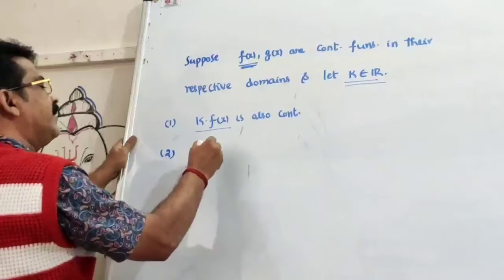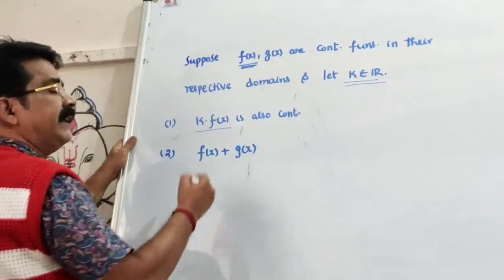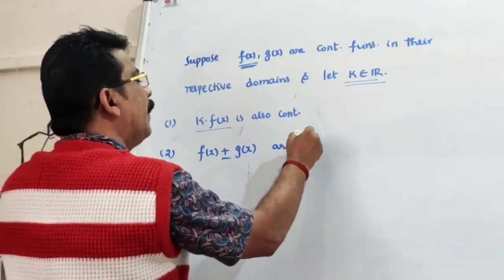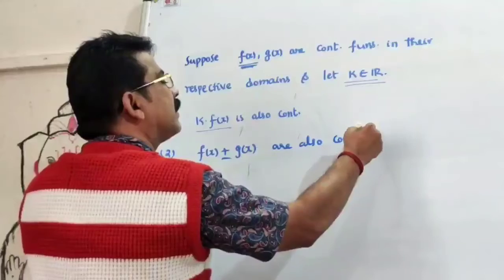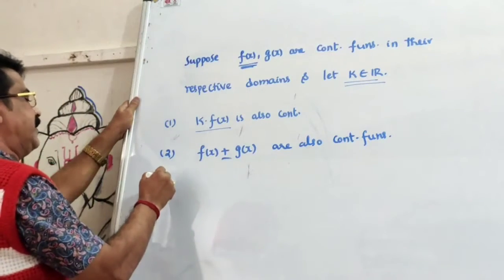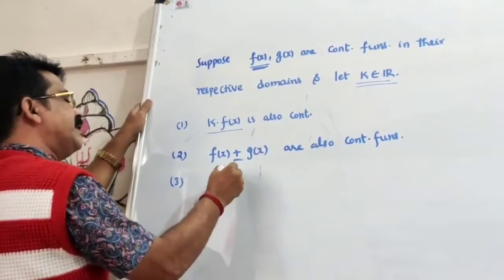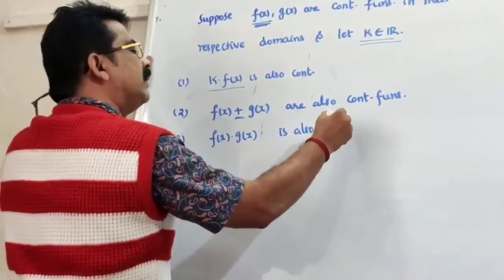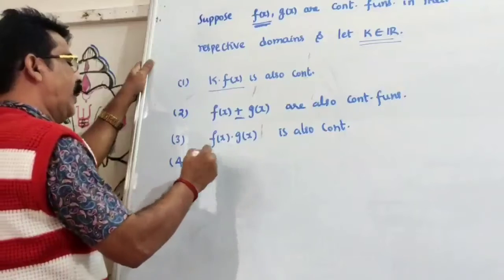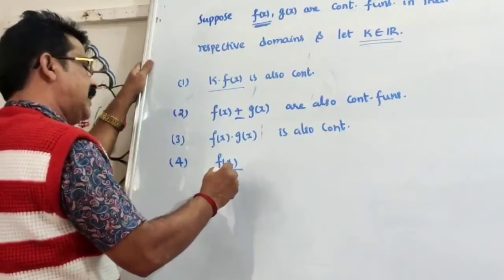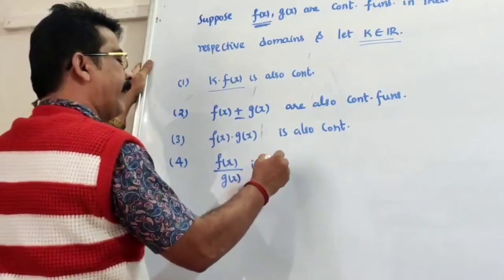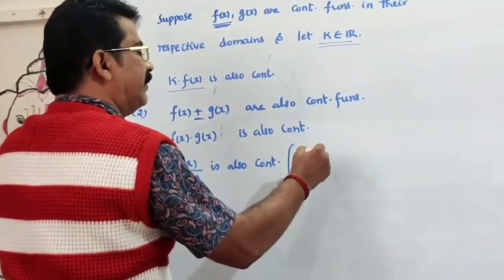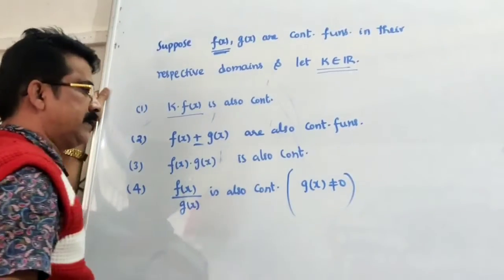Next, f of x plus g of x is also continuous, and f of x minus g of x is also continuous functions. Next, number 3, f of x into g of x is also continuous. Next, number 4, f of x divided by g of x is also continuous. To be understood that g of x should not be equal to 0.